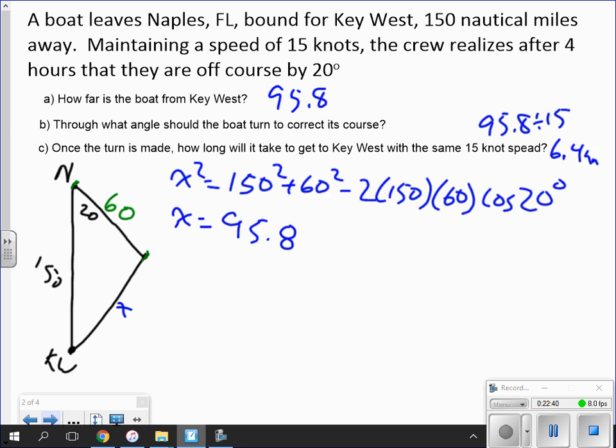Okay, now here comes the fun part. We've got to figure out what the angle they are turning is.